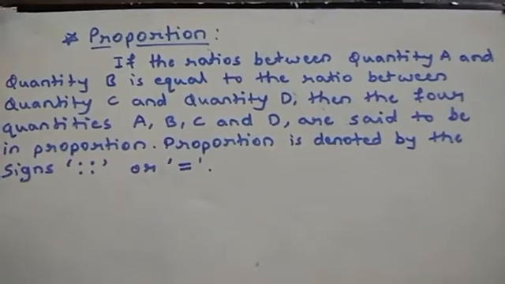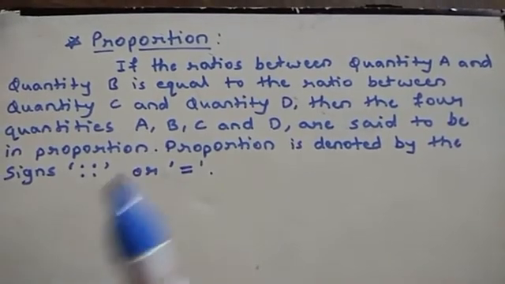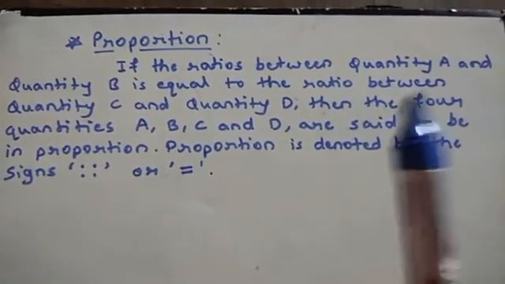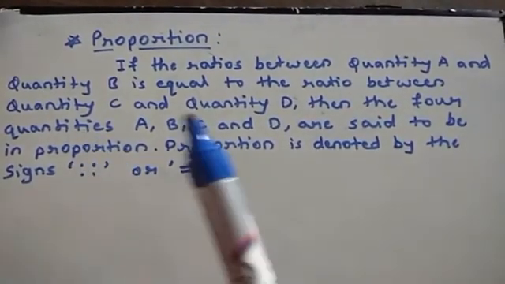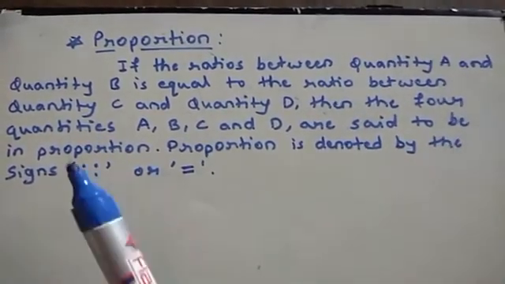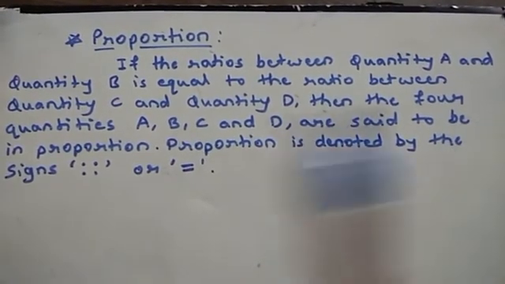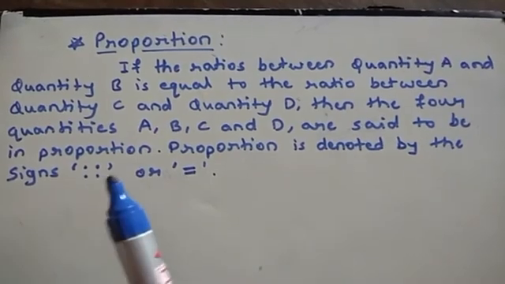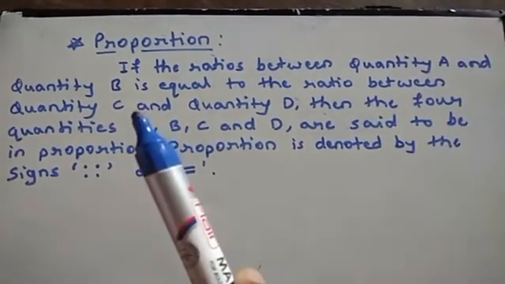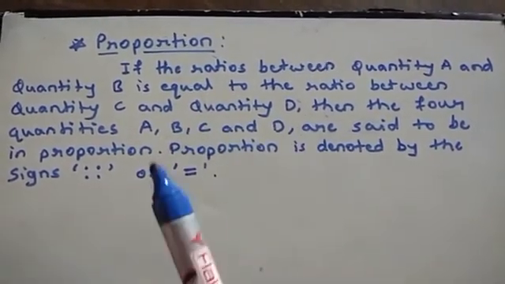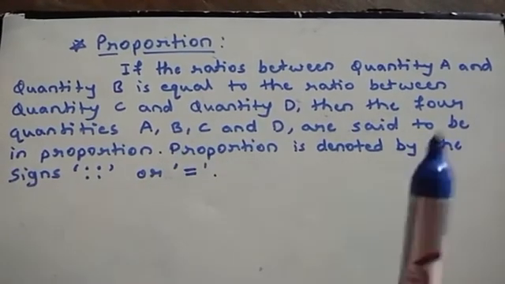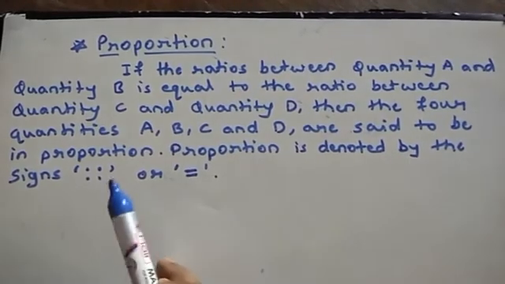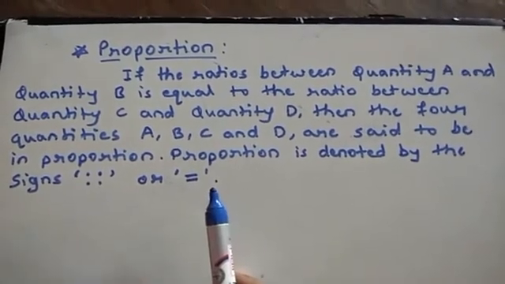Hello students, in this video we are going to study the next concept, that is proportion. If the ratio between quantity A and quantity B is equal to the ratio between quantity C and quantity D, then the four quantities A, B, C and D are said to be in proportion. Means if the ratio between A and B and the ratio between C and D are equal, then those four quantities are said to be in proportion. And proportion is denoted by either this sign or the equal to sign.